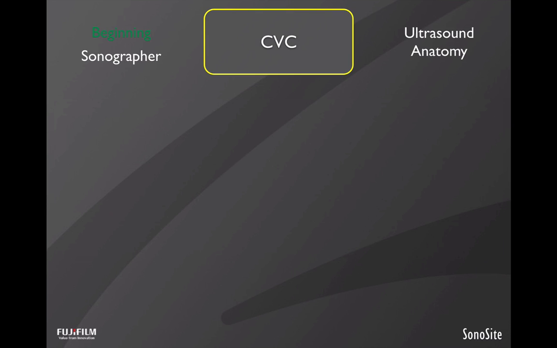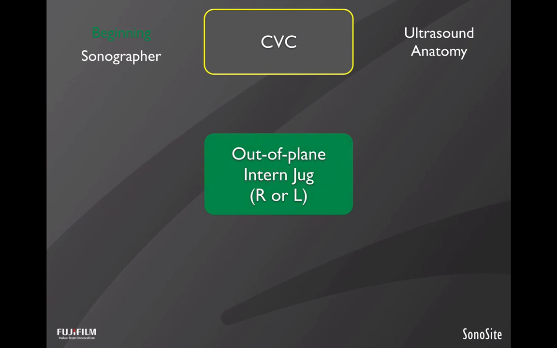And I always say use two things. One is your skill level, and you have to be honest with your skill level. You're a beginner, you've done one or two of these, and the ultrasound anatomy that you're seeing. So classically, if you're a beginner and the ultrasound anatomy is clear, use the out-of-plane technique for the right or left internal jugular. And I always tell people to scan both sides. Or the femoral. If you're really new at this and you feel really uncomfortable in the neck, I think the femoral is a fine place to start.